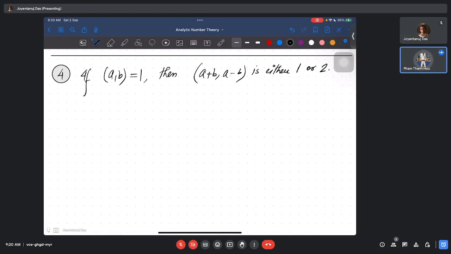A plus B, A minus B. So we can assume that the GCD of A plus B and A minus B is some number, and we have to prove that it equals 1 or 2.